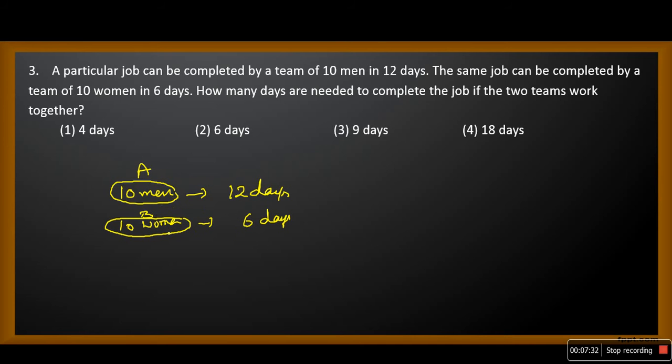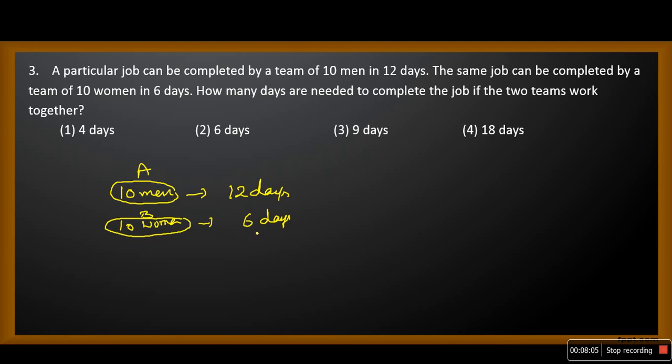I am simplifying this phrasing. I am considering 10 men as A and 10 women as B. Now I can say: A can do the work in 12 days and B can do the work in 6 days. If they work together, in how many days will the work be completed? With common sense, without solving this question, how can we do it? If B alone does the work, he can do it in 6 days. With the help of A, will he take less than 6 days or more than 6 days? Simply less than 6 days.